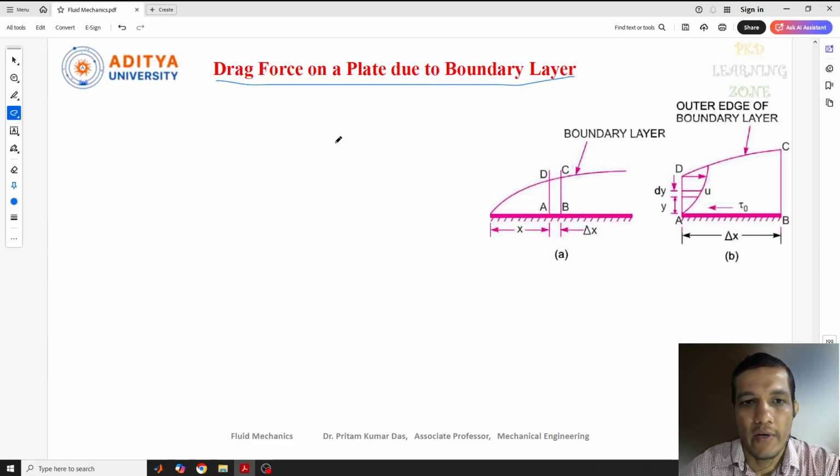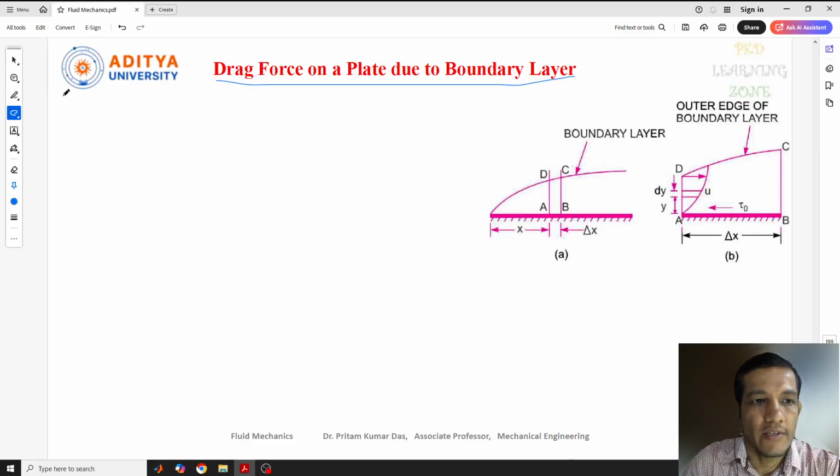So in this boundary layer theory topic, we have discussed many things regarding the boundary layer, like how the boundary layer forms and what are the different layers of boundary layer and what are the thicknesses in the boundary layer created. So many things we have discussed in this topic.